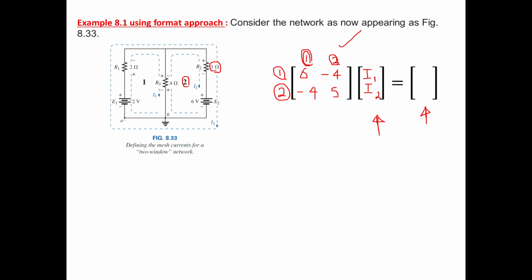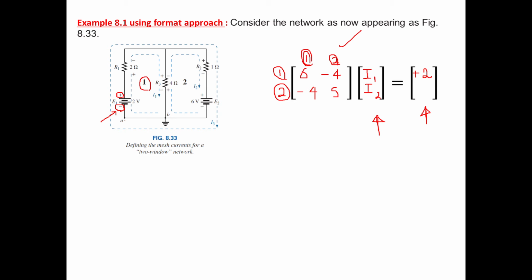Now go to loop number 1 and ask yourself, is there any source? Yes, we have a source in loop number 1. How is the current flowing? The current is flowing from minus to plus, voltage rise. So voltage rise means plus 2. So very simple, plus 2.